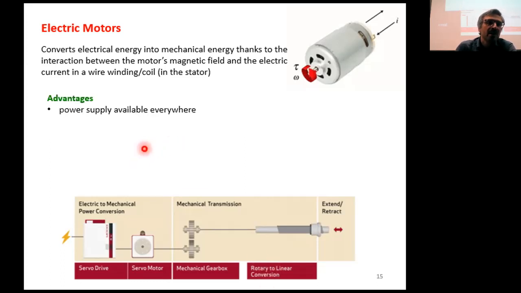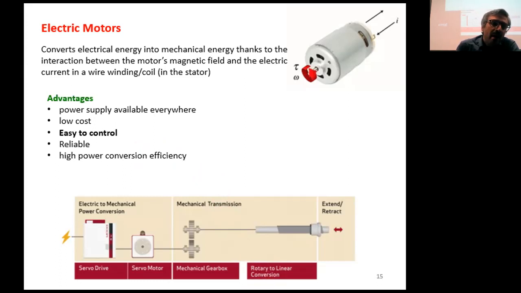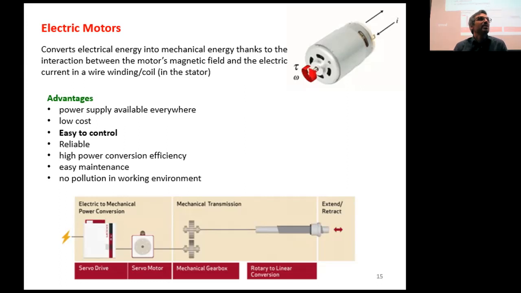And the advantages of these electrical actuators are that the power supply, which is usually an electrical power supply, either monophase or three-phase, is usually available everywhere. They are low cost and they are easy to control. This is one of the biggest advantages of electrical actuators because of their linear dynamics, and they are also reliable and have high efficiency in converting electrical power into mechanical power. They're also easy to maintain, and they don't create pollution like hydraulic actuators that I told you are creating leakage. So there are drops of oil once in a while appearing in your robot.